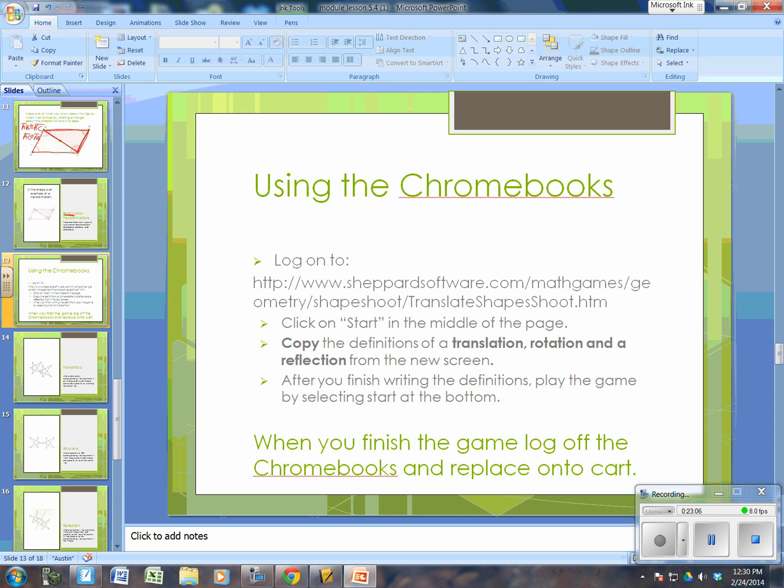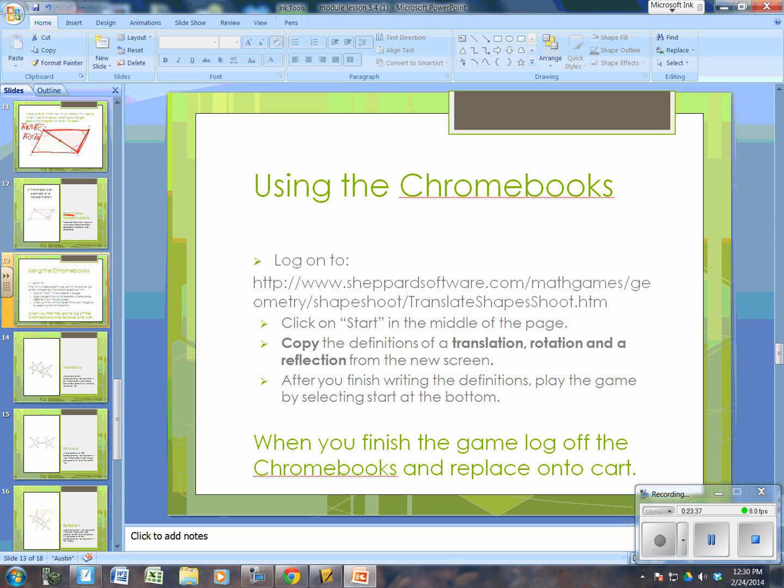/mathgames /geometry /shapeshoot /translate shapeshoot. And see right here, there's a capital T, a capital S, and a capital S in this translate shapeshoot. You have to get those capitalized. .htm.